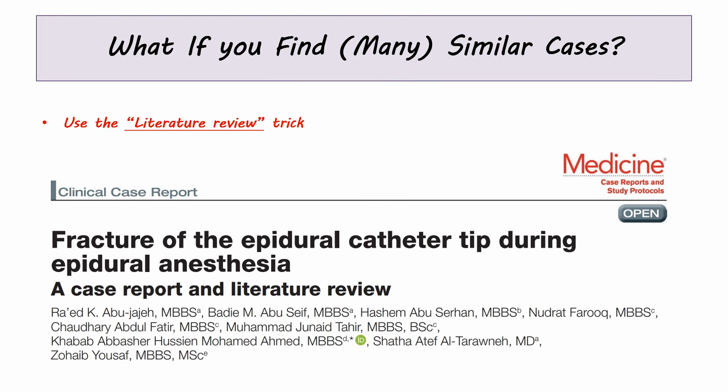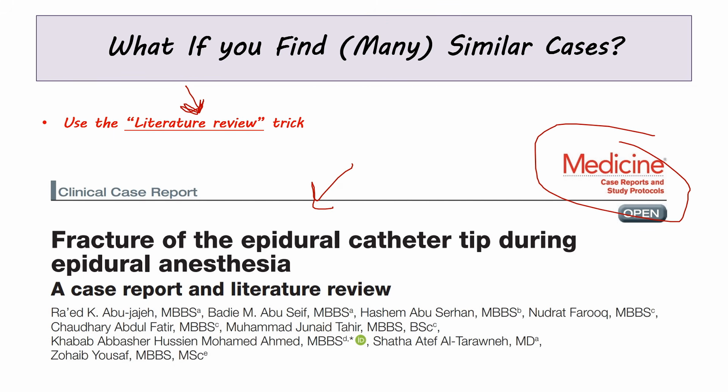What if you find many similar cases after using these MeSH terms and searching these databases? What if you find many cases similar to your case report? You can use a trick, the literature review trick, to increase the chances of acceptance of your paper. For example, this paper is talking about fracture of epidural catheter tip during epidural anesthesia. It was already published in Medicine Journal. When we search the databases, we find about 9 to 10 case reports with a similar event.